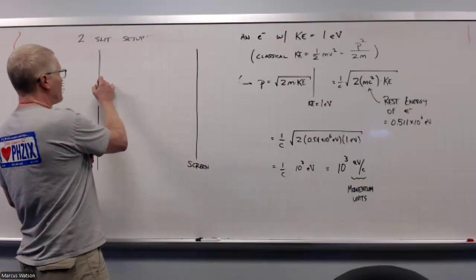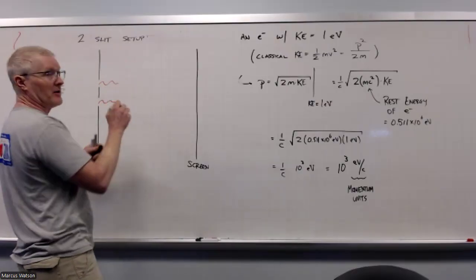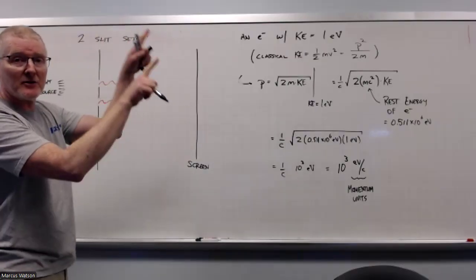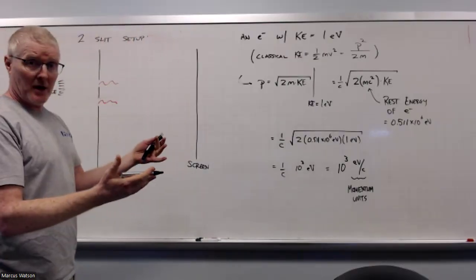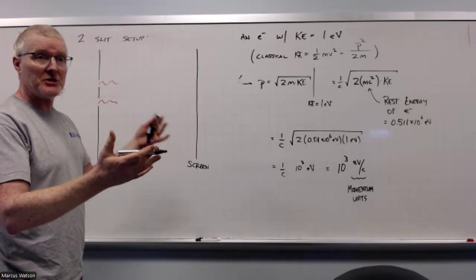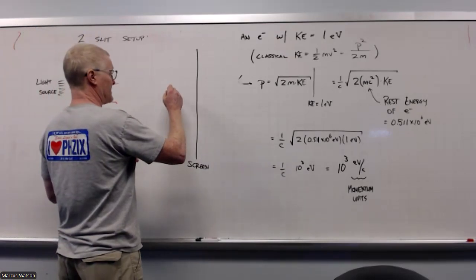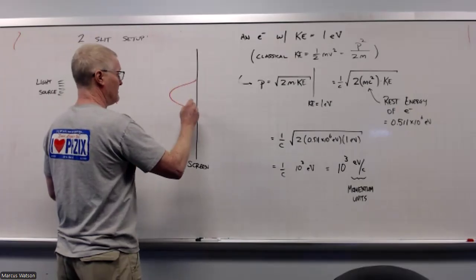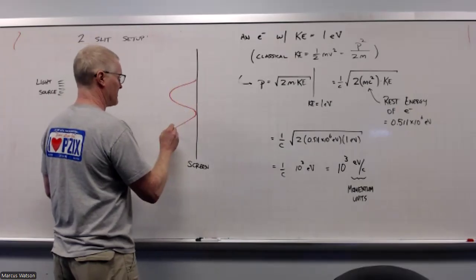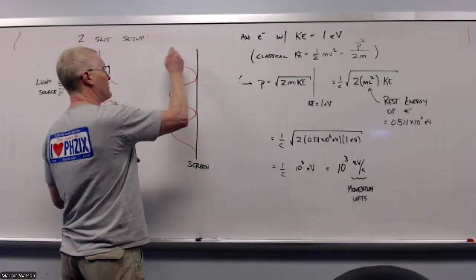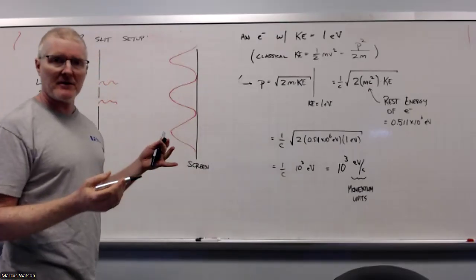We get waves coming through here. We get waves coming through here. And then based on the path length difference, they interfere. And they give us regions of fringes, right? Of brights and darks. So we'd say this is a bright spot here, and this is a dark spot, and then this one's a bright spot over here, and then this one's a bright spot over here, etc., right? This is interference.